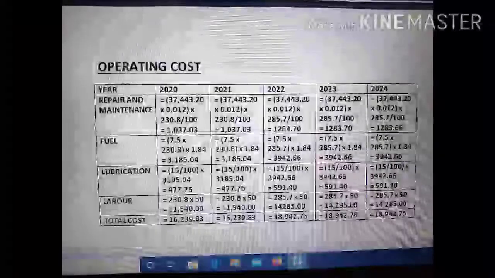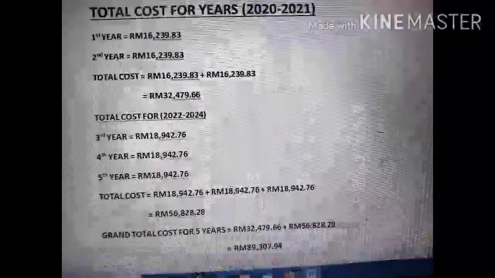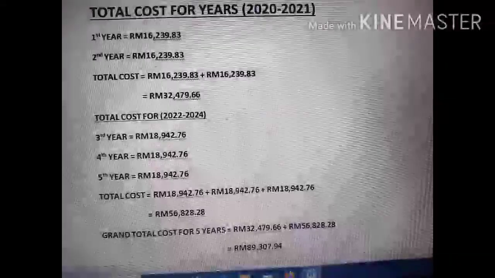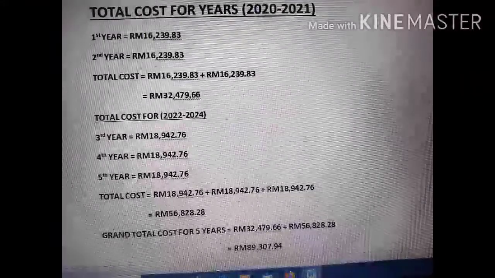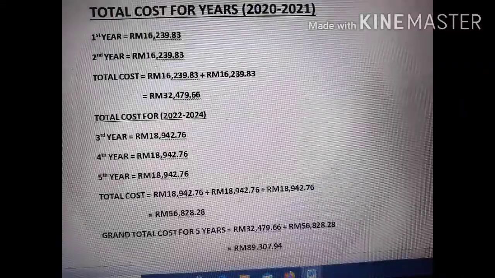And you should proceed with the same formula to calculate for 2021 until 2022. After you get all of the total costs, you need to total all of the costs for 2020 to 2021. Okay, for example, for 2020, you get 16,239.83, and for 2021, you get the same cost. So you add the cost of 2020 and 2021, and you get 32,479.66.